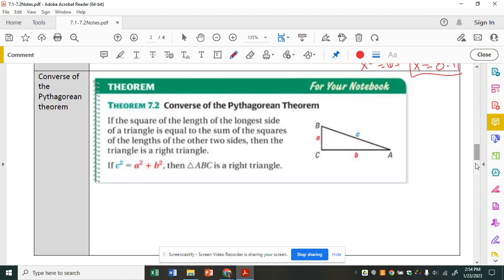The next thing that we want to look at is the converse of the Pythagorean theorem. So we had said in the previous theorem that if I had a right triangle, then a squared plus b squared equals c squared. In this case, if you have a triangle and you're given the 3 side lengths, you can apply the Pythagorean theorem to check to see if it's a right triangle. Basically, if you apply the Pythagorean theorem and it works, then you can automatically assume that it's a right triangle. That's what the converse of the Pythagorean theorem means.